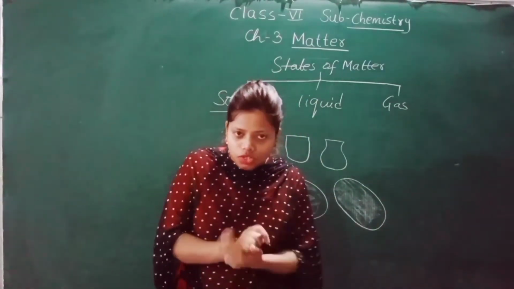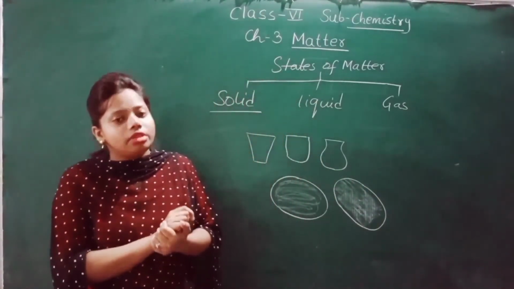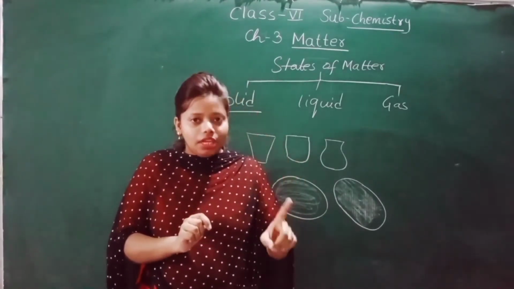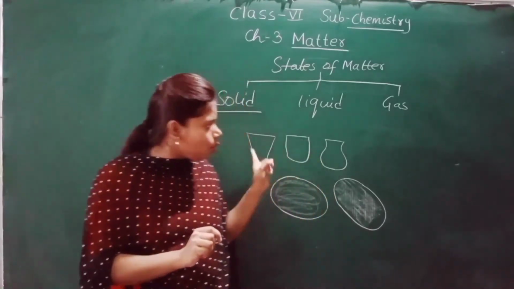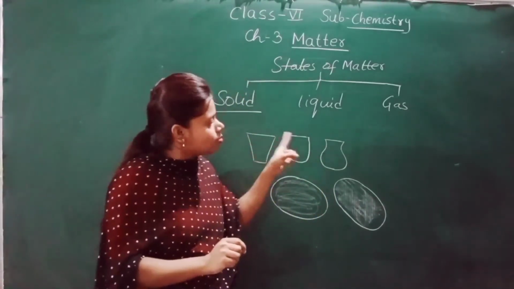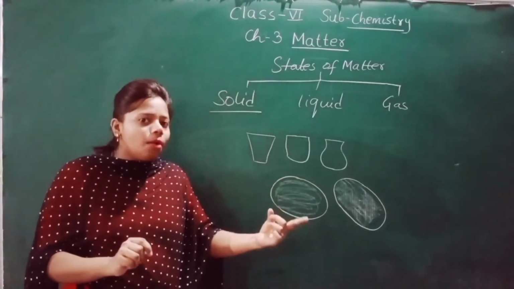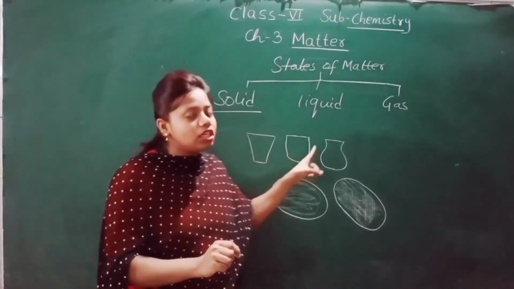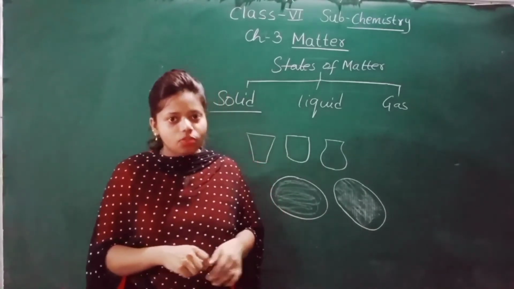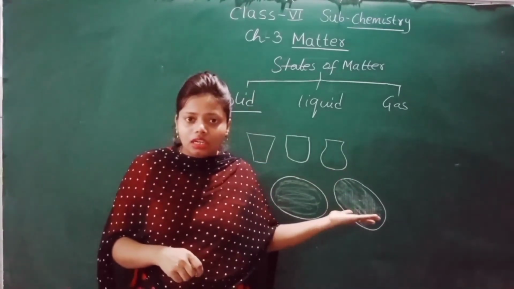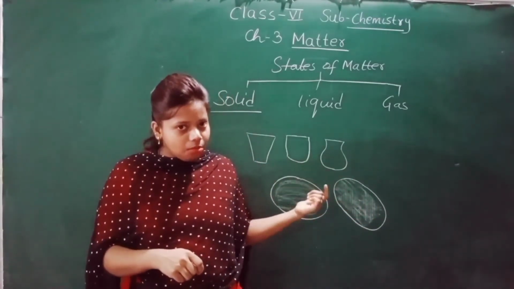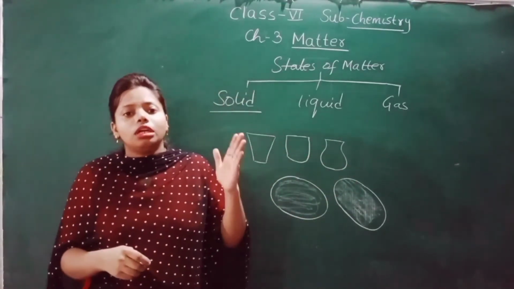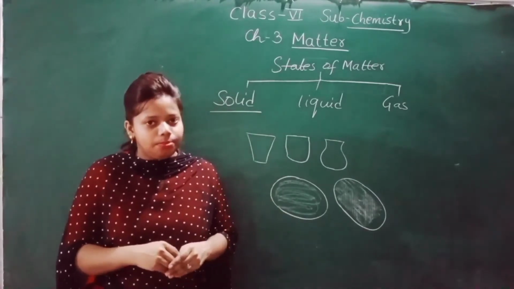Now what is the observation? Number 1, we have taken 20 ml of water and poured the 20 ml of water into different shapes of container. So you will observe that the 20 ml of water will take the shape of the different containers. This shows that liquid does not have a definite shape.